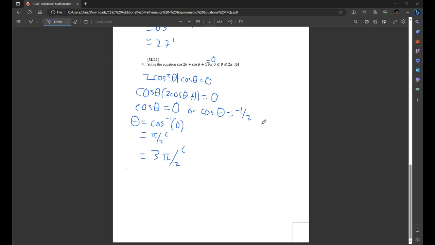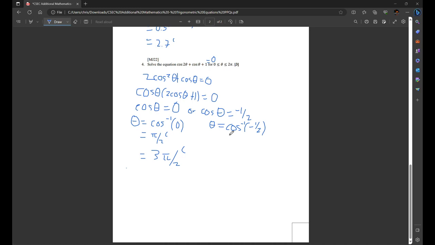So cos theta equals negative a half. So again, we're just going to go ahead and work this out. We know it's a negative, so we're going to have to use a reference angle. In this case, of course, our reference angle is going to be 60 degrees. Why? Because cos of 60 degrees is a half, and 60 degrees in radians is pi over 3. So we're working with that as a reference angle.